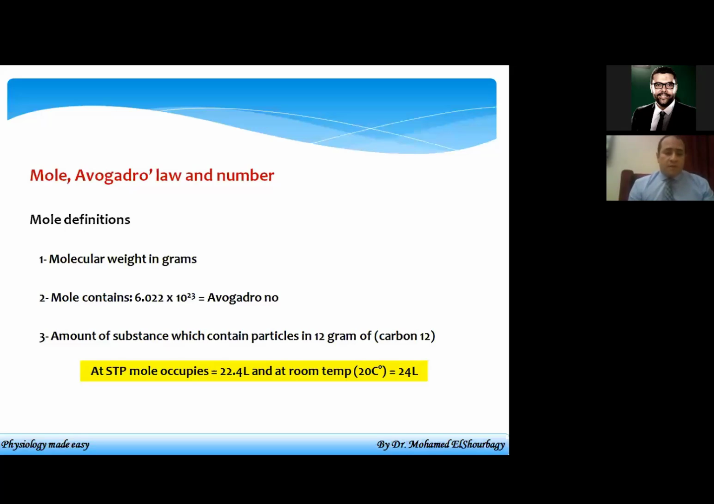The most important thing to recognize is that at STP, a mole occupies 22.4 liter, and at room temperature, 20 degrees centigrade, it will occupy about 24 liters. This is the most important point. Okay.